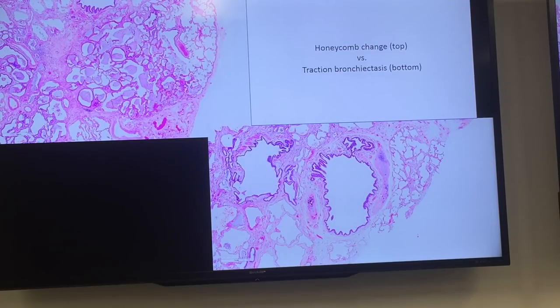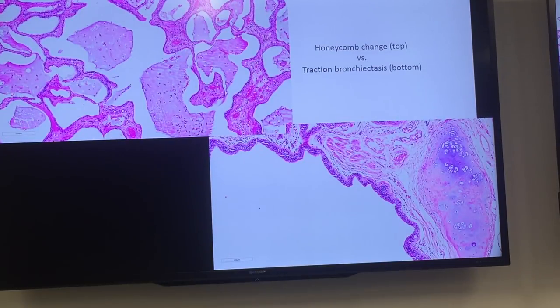It's just a bronchus that's bigger, very different. But radiologically, there is some overlap between these things. Like a big honeycomb cyst can look similar to traction bronchiectasis to them. And I don't blame them. Their resolution is low. They're doing the best they can with what they can see. But you see a lot more on histology.